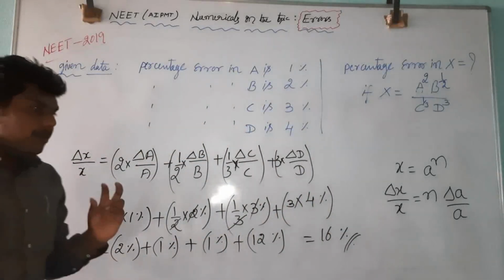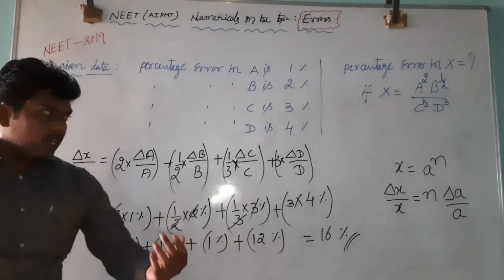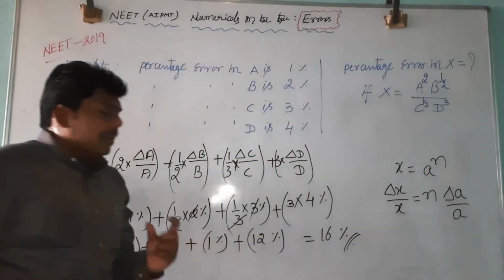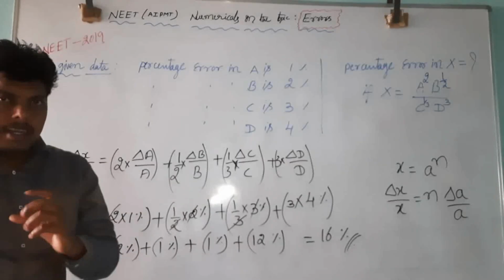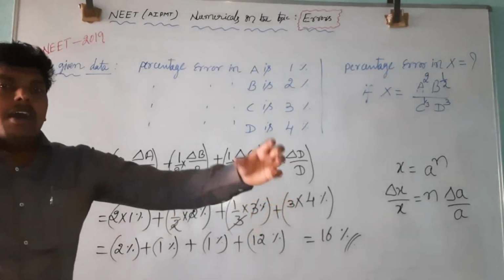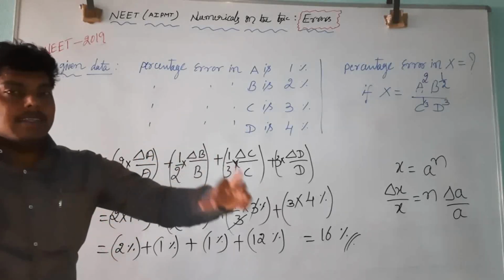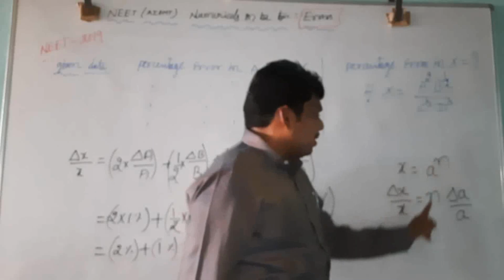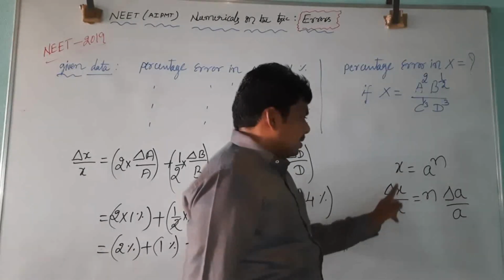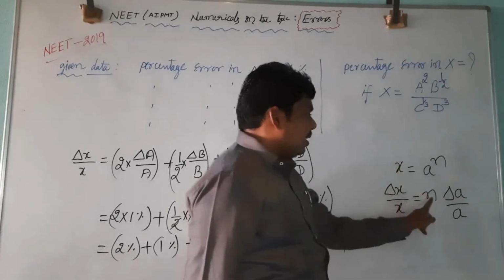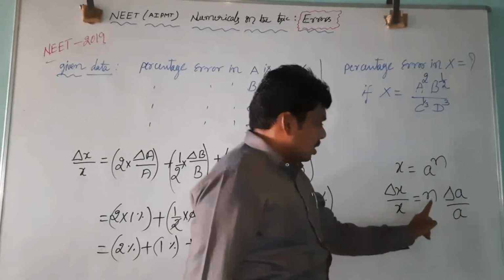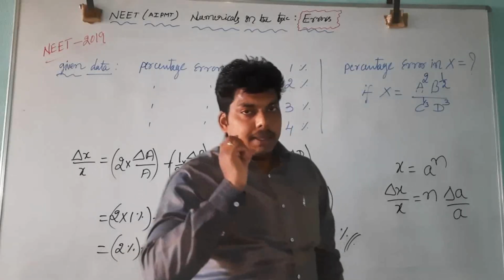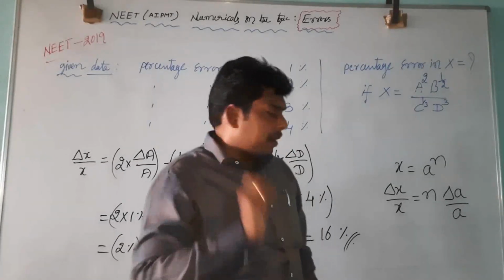One is error due to multiplication or division, along with that one error due to power of a physical quantity. Whenever error due to multiplication or division is there, we just have to add the relative errors in the physical quantities. If it is in the power, what you have to do? Relative error in x, that is delta x by x, is nothing but n into delta a by a. And you should remember that whatever the power may be, whether positive or negative, we should take the magnitude only. We should not consider the minus sign.